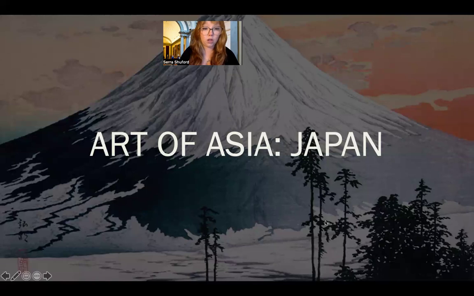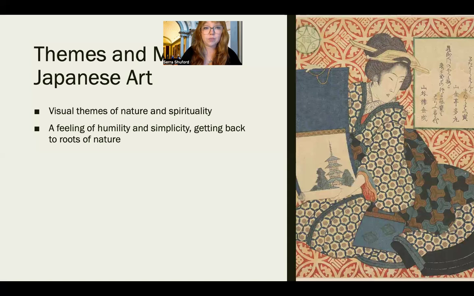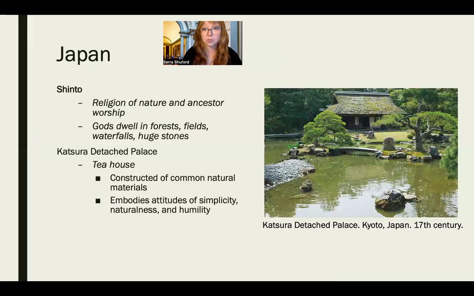Okay, now moving on to the arts of Asia and Japan. Some visual themes that we see here in motifs are again nature and spirituality, but also this feeling of humility, simplicity, and getting back to the roots of nature. While Japan and China do have some similarities and crossovers, Japan was able to exist and grow by itself, sort of how Egypt grew from Mesopotamia, where they were growing but separate. And Japanese art was able to do the same thing.